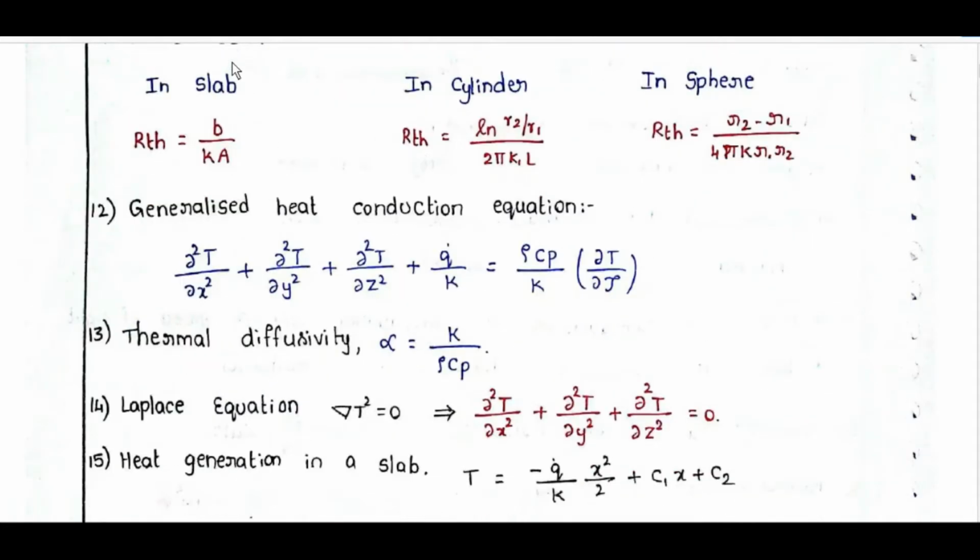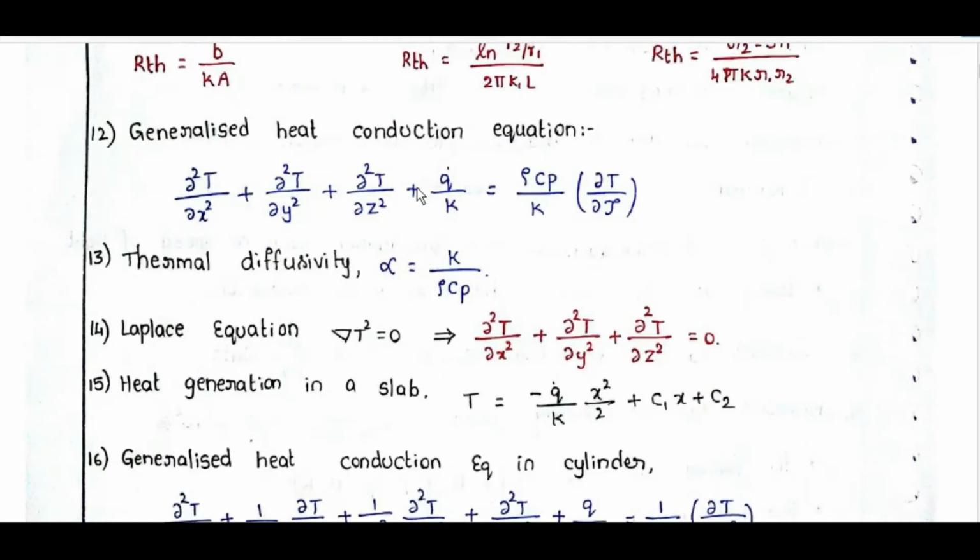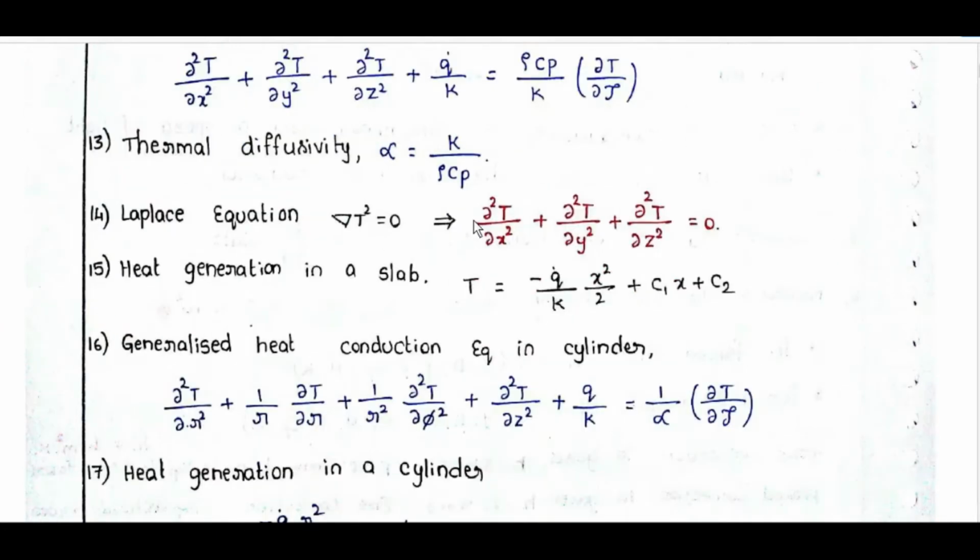Resistance in slab, Rth is equal to b by K. In cylinder, Rth is equal to ln r2 by r1 by 2 pi KL. In sphere, Rth is equal to r2 minus r1 by 4 pi K r1 r2. Generalized heat conduction equation, dou square T by dou x square plus dou square T by dou y square plus dou square T by dou z square plus q dot by K is equal to rho Cp by K dou T by dou tau. Thermal diffusivity, alpha is equal to K by rho Cp.